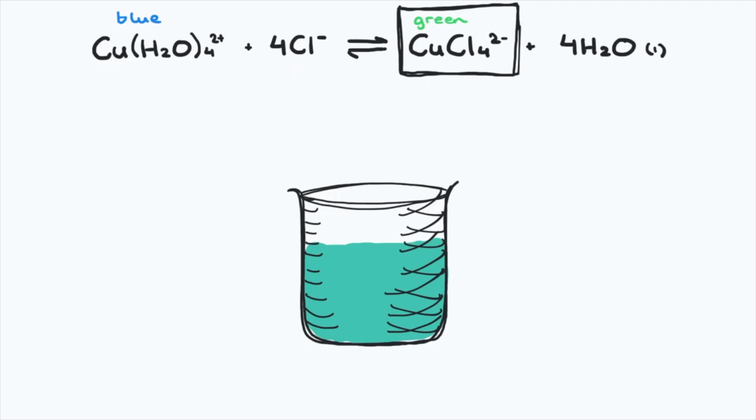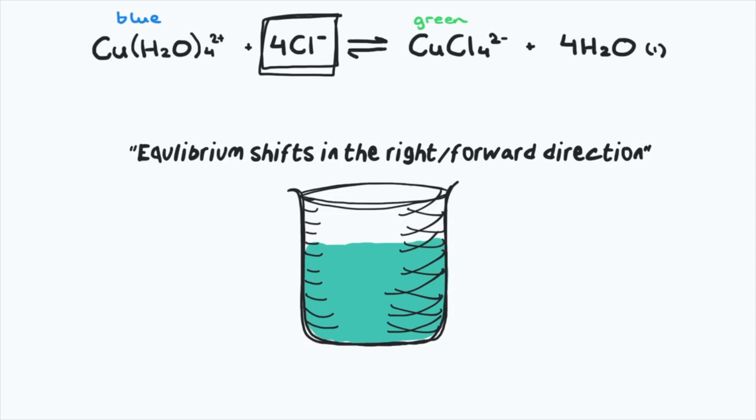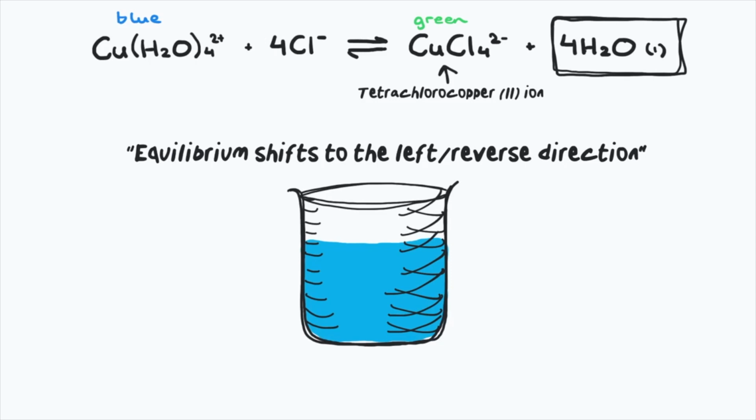Le Chatelier states that changing conditions can shift the equilibrium by counteracting the disturbance. So, increasing the concentration of one of the reactants, like chloride for example, will shift the equilibrium in the right or forward direction to use up that added reactant, producing more product, which is evident because of the green color caused by the tetrachloride copper 2 ion. Increasing the concentration of one of the products, for example water, shifts the equilibrium in the reverse direction to use up some of that added water, so the mixture now looks more blue and less green.